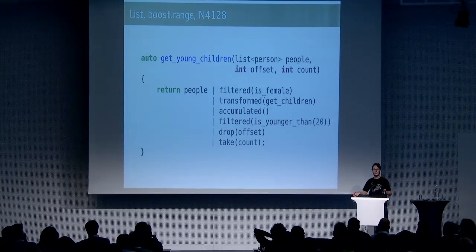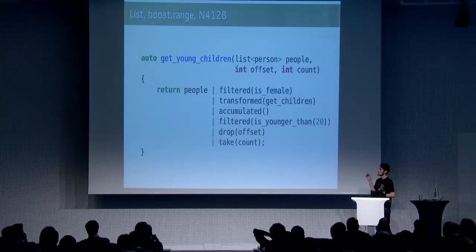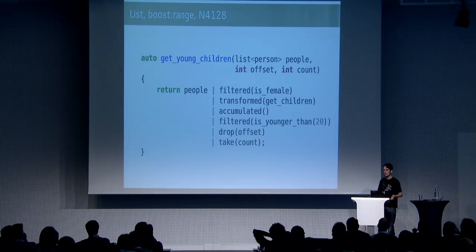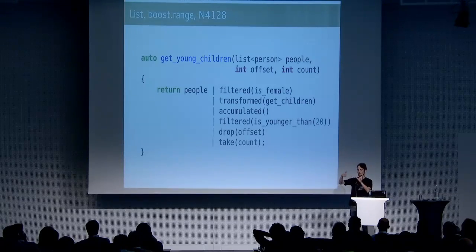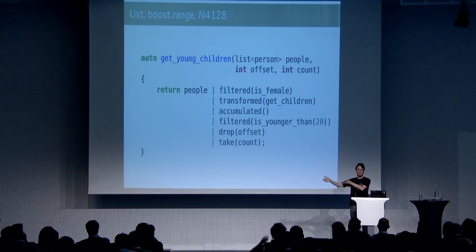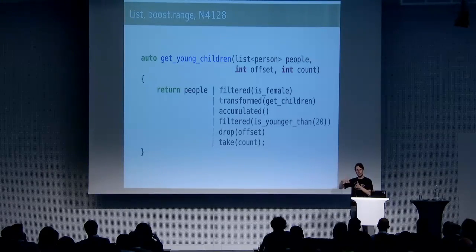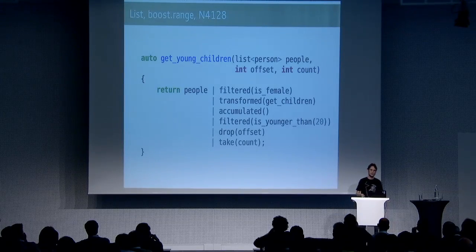Alexandrescu talked about ranges, Chandler Carruth also, and a lot of people think that this is a useful concept, although it's not the usual code that you would normally write in C++. So the same method that we already saw, in terms of ranges and monads, can be just: filter people with a functor is female, then transform to get the children. It's a list of lists. Accumulate to get list of children, and things like that.